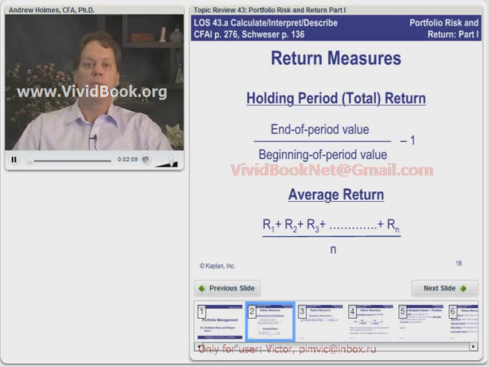Average return. If we're thinking of the average return on a portfolio, then we can take the return of each of the individual assets divided by n, assuming that they were an equally weighted portfolio. This is simply an arithmetic average, not anything that I think is surprising to anyone.